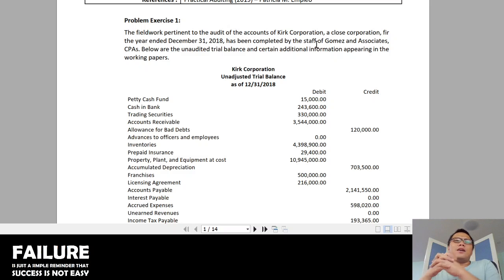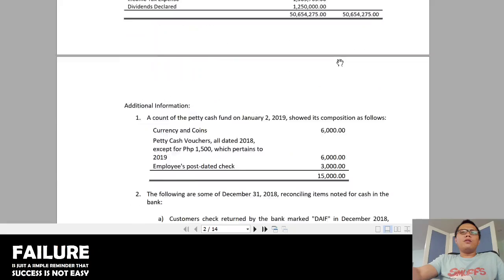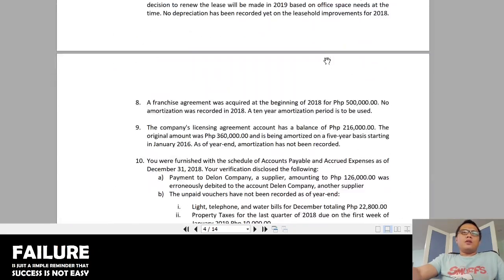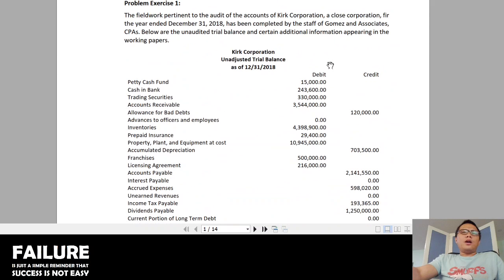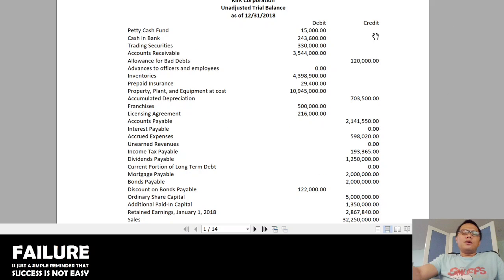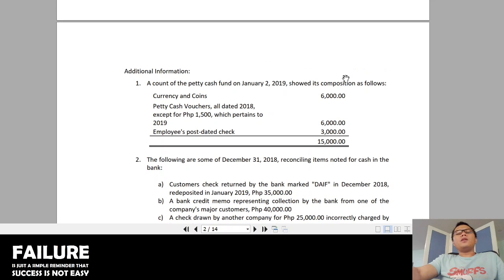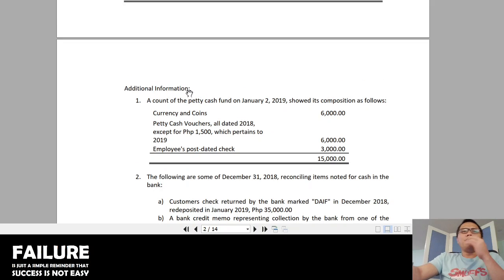So, we have this exercise, no? So, the field work, okay, of the audit of Kirk Corporation provided all these transactions, no? All these transactions. So, the unadjusted trial balance has been presented to you, which is this one, no? All this information. And the noted information when you did the audit documentation or evidence gathering, nakuha nyo ito ng mga information. Okay?